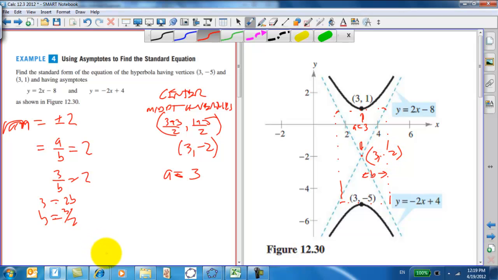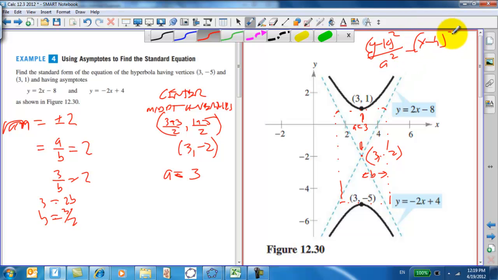So now you're ready to write the whole equation. And since this is vertical, the y minus k squared is going to come first over a squared, minus x minus h squared over b squared equals 1.